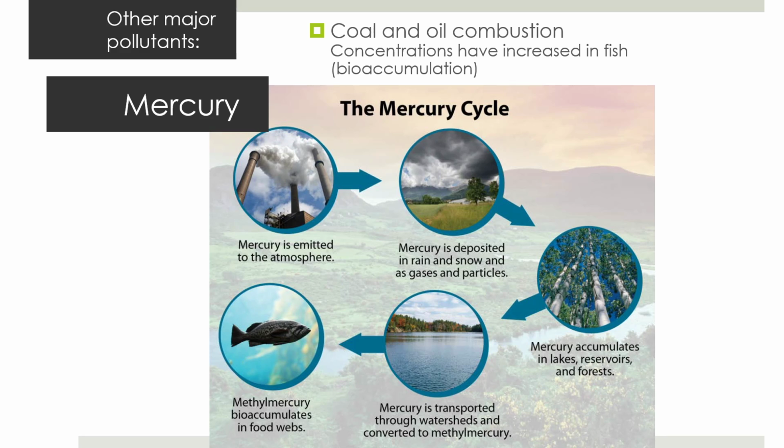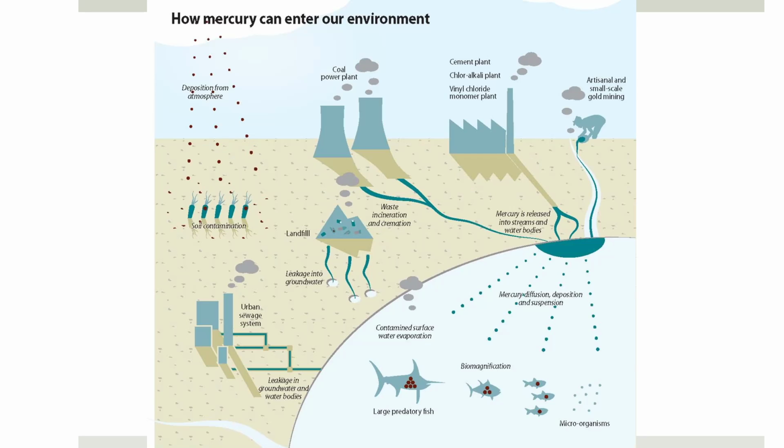Mercury is another major pollutant because mercury, as we know, can be a huge nervous system harmer. This is the mercury cycle, where it's emitted into the atmosphere in different processes, particularly coal and oil combustion. It can then be deposited through precipitation, accumulate in different lakes and reservoirs, and eventually transport itself through watersheds, where it will get itself into the food web. And if you remember bioaccumulation, larger and larger amounts of mercury start to build up. This is just another example of the mercury cycle and how mercury gets into our environment. There are many different sources, so it's really important that we keep an eye on it.